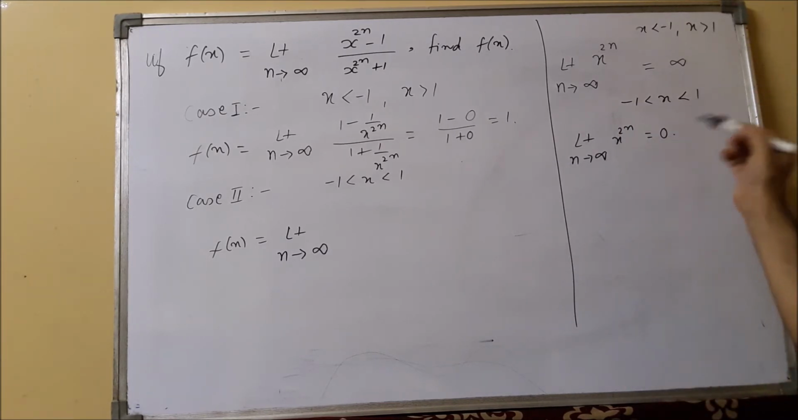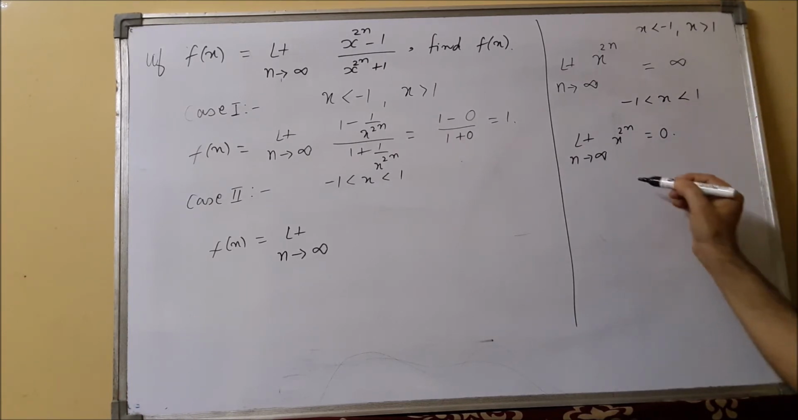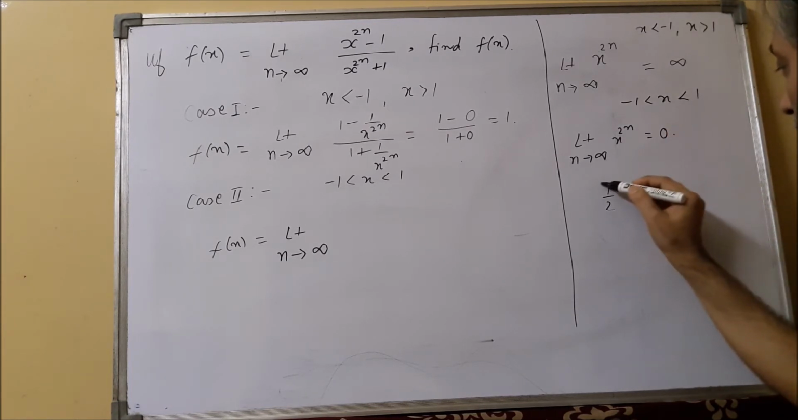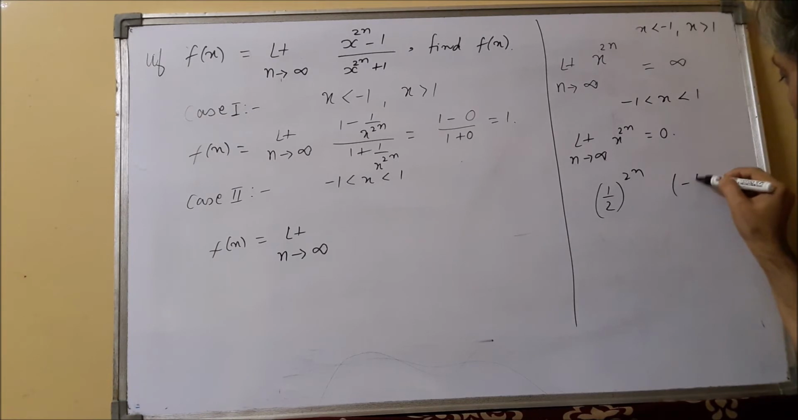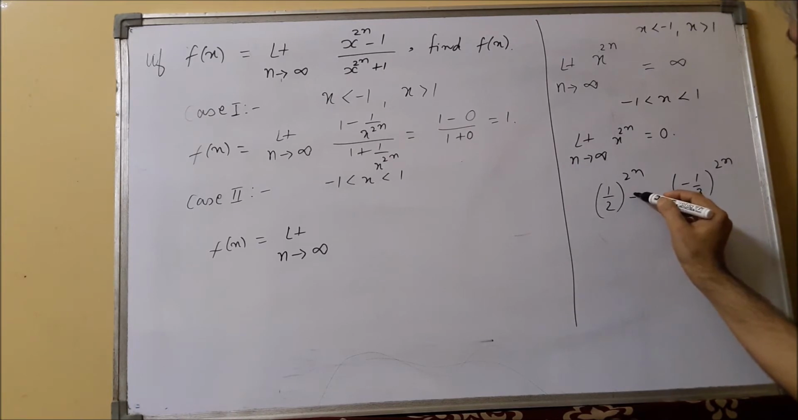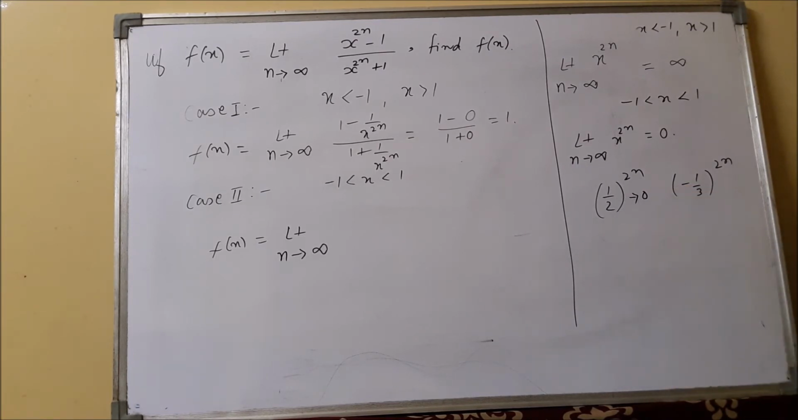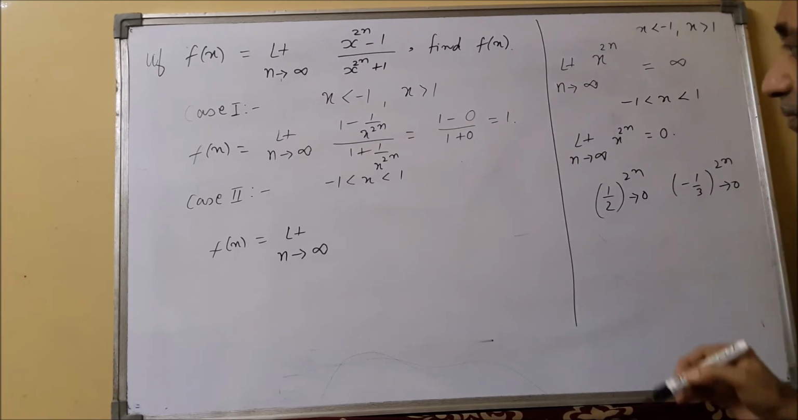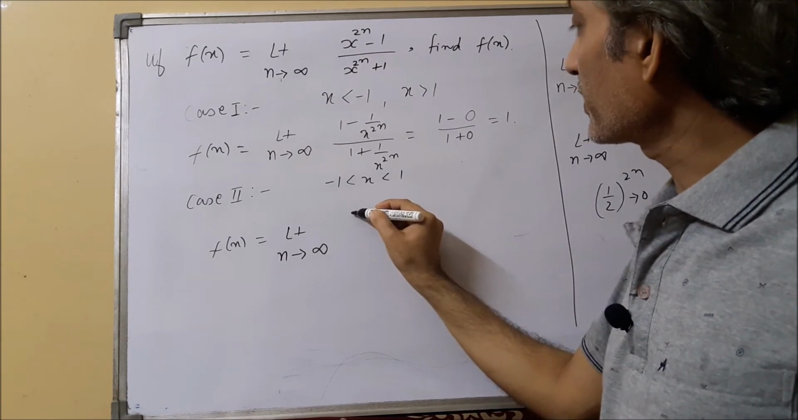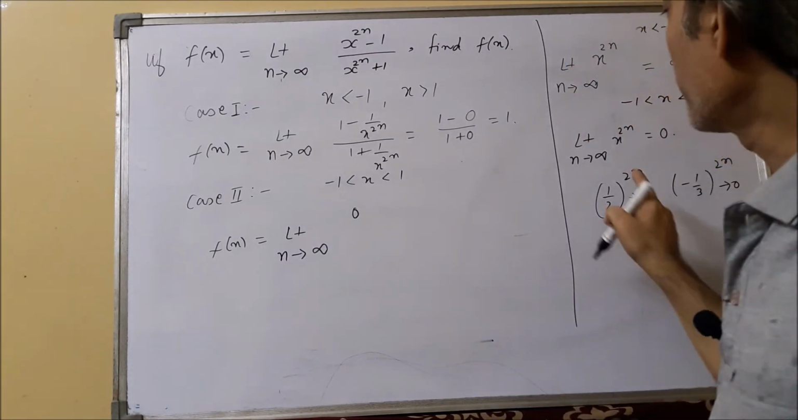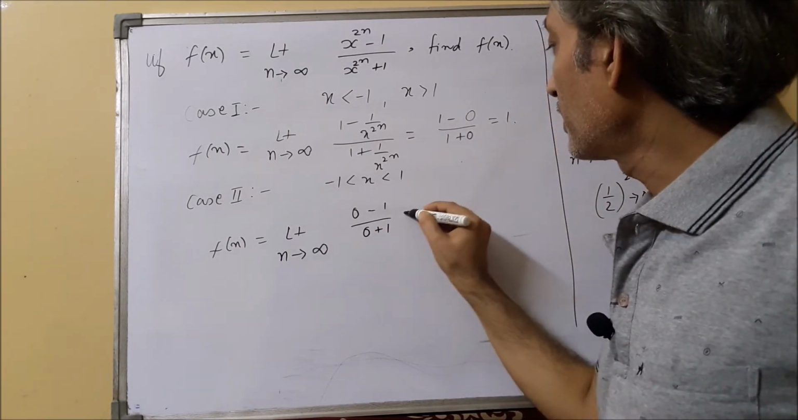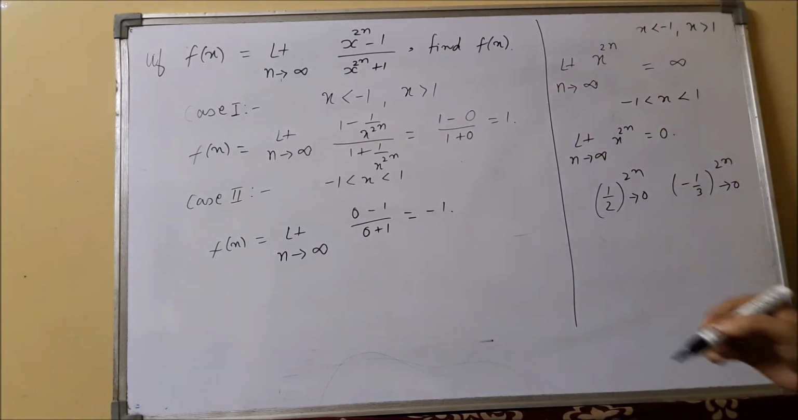How? Take any number in between this. Let's say 1 by 2. So when you raise it to the power 2n, or let's say minus 1 by 3 raised to the power 2n, as n will approach to infinity, this thing will approach to what? 0. This as well. So straight away we can put it here. This thing x raised to the power 2n will approach to 0. From here we can see 0 minus 1 upon 0 plus 1, and we are getting minus 1.